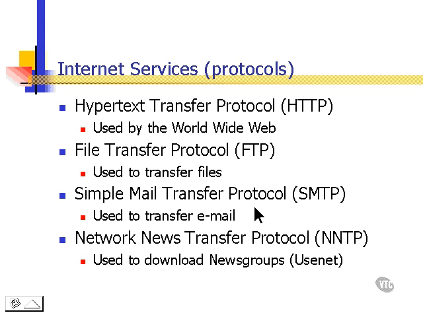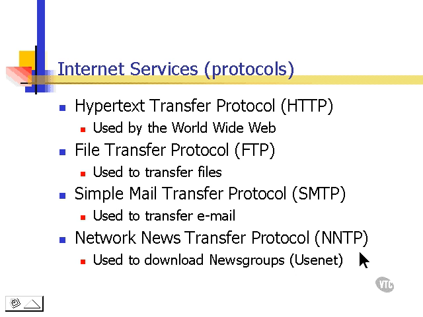If we decide to send an email, then we would be using Simple Mail Transfer Protocol, SMTP. If you've ever set up Prodigy or AOL, you'll notice that they ask for your SMTP server. And then if we decide to use a news group like Usenet, we would use Network News Transfer Protocol, NNTP.